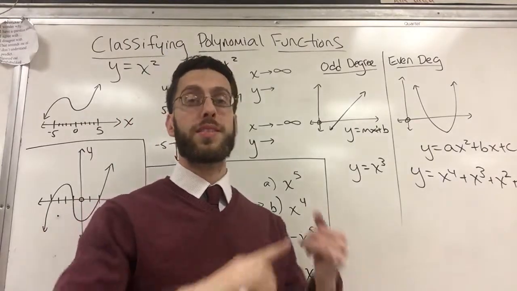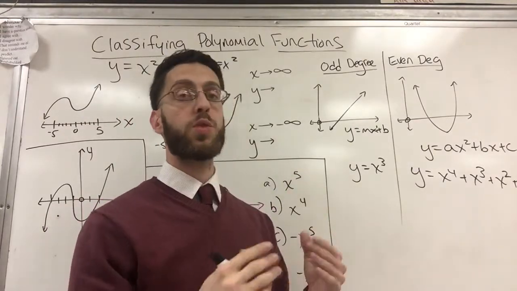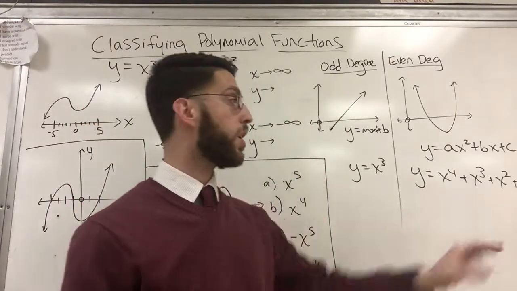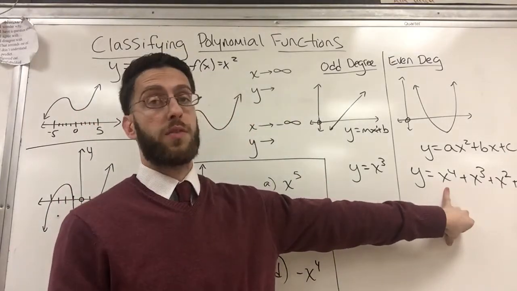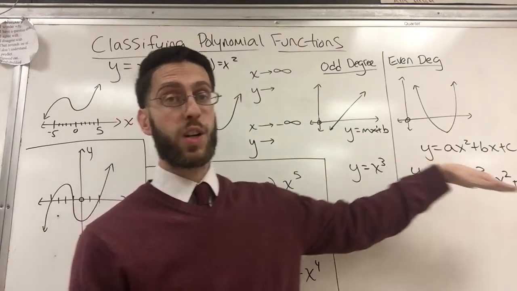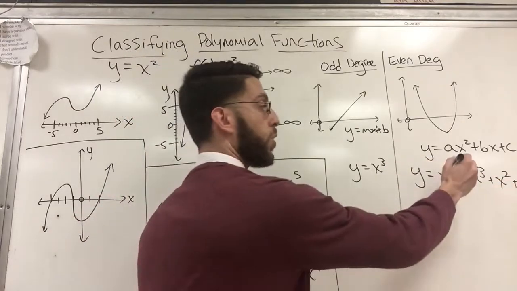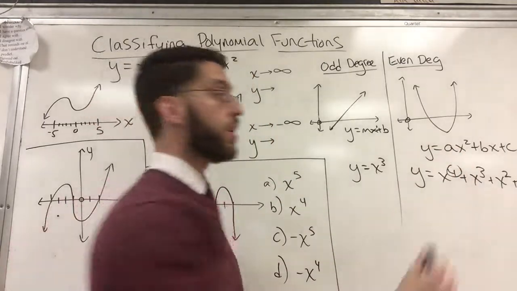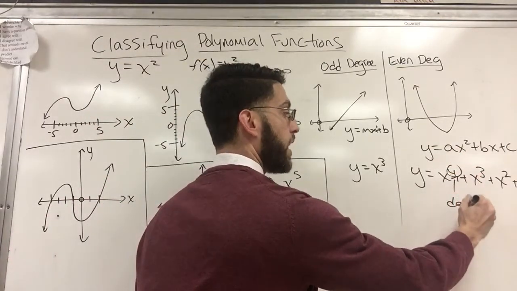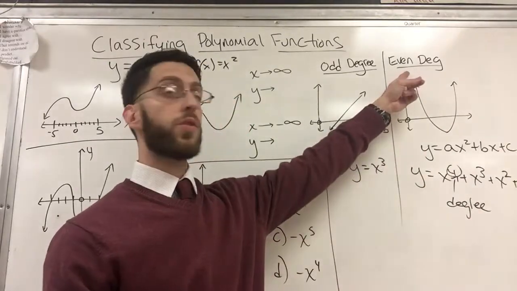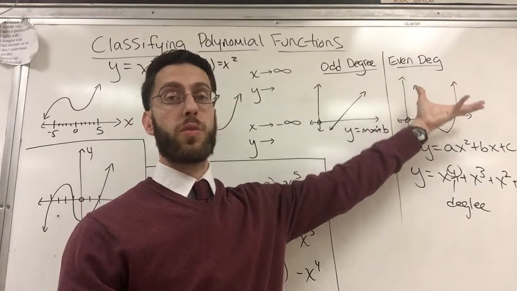But what I'm worried about is the highest degree. That's how you classify a polynomial function. You just worry about the highest degree. Here's my highest degree, because I gave it to you in descending order. My highest degree came first, and it's x to the fourth. 4 is my highest degree. So if that is my highest degree, it's known as a fourth degree function, and 4 is an even number, so that's an even degree function.